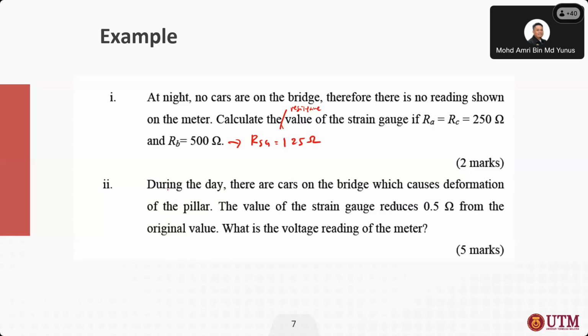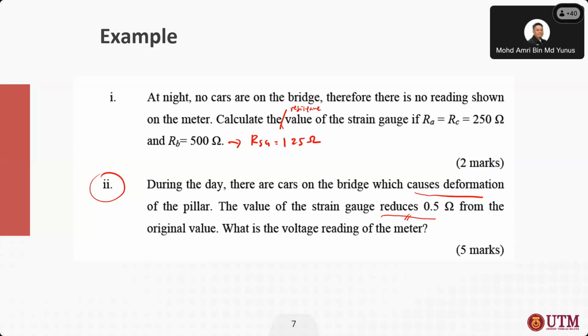Okay, and then there's a condition here. During the day, there are cars on the bridge which cause deformation of the pillar. The value of the strain gauge is reduced by 0.5 ohm from the original value. What is the voltage reading of the meter?